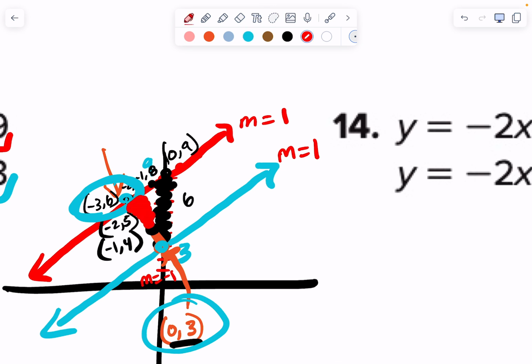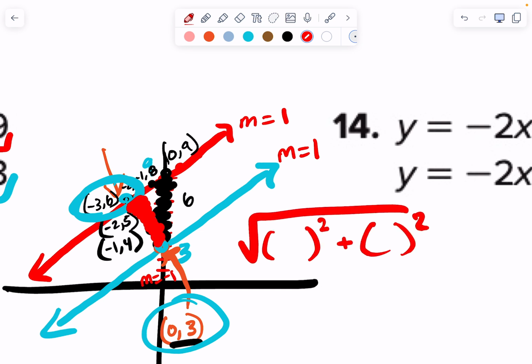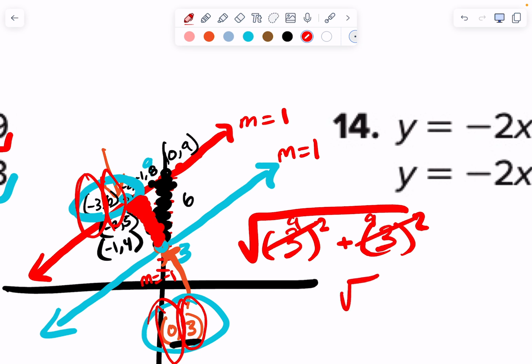Now I do the distance between those two, the distance formula. I figured out where they cross. Now I'm trying to find the distance between them. How far apart is -3 and 0? 3. How far apart is 6 and 3? 3. And 3 squared is 9, and 3 squared is 9, and 9 plus 9 is 18. And that is about 4 point something. 4 point what? 2.4? Perfect. That's 4.24 apart.